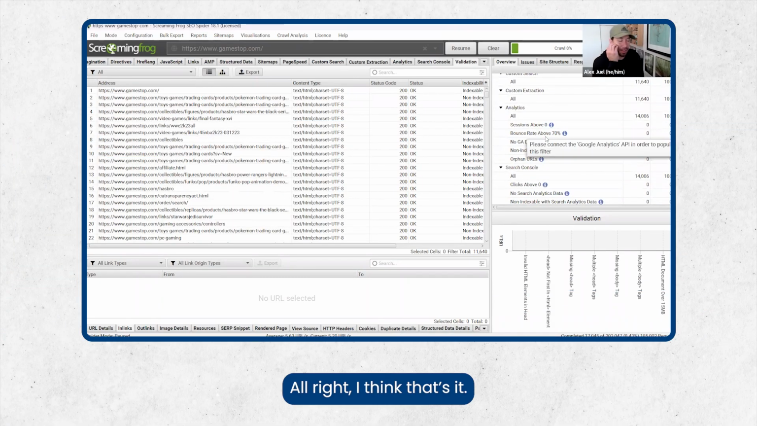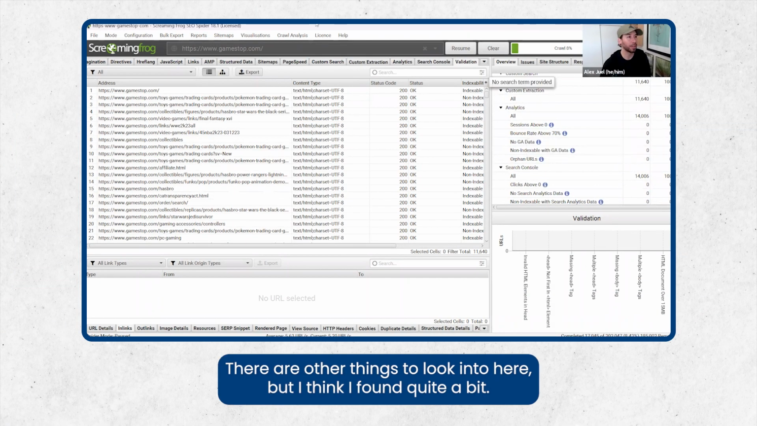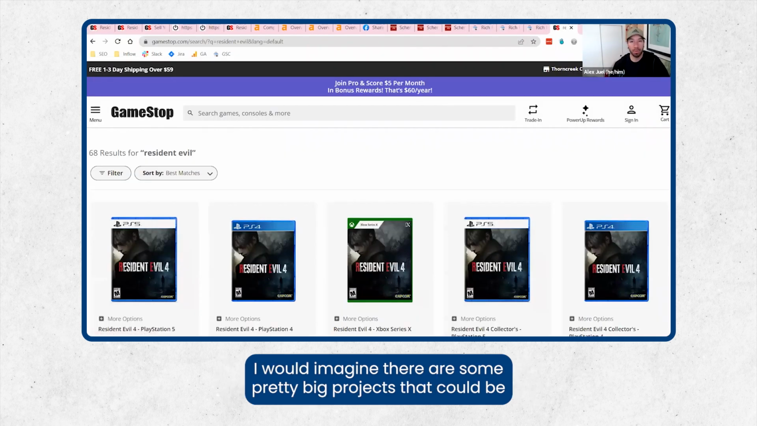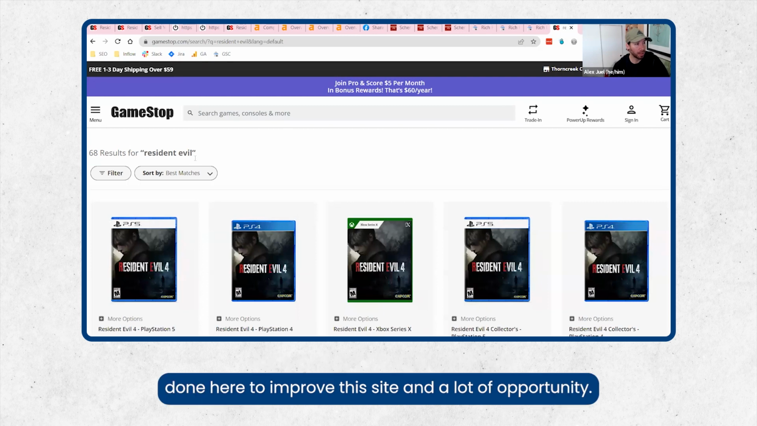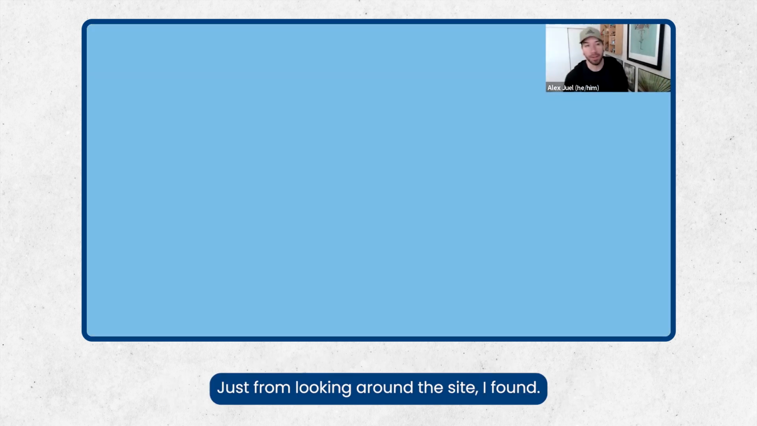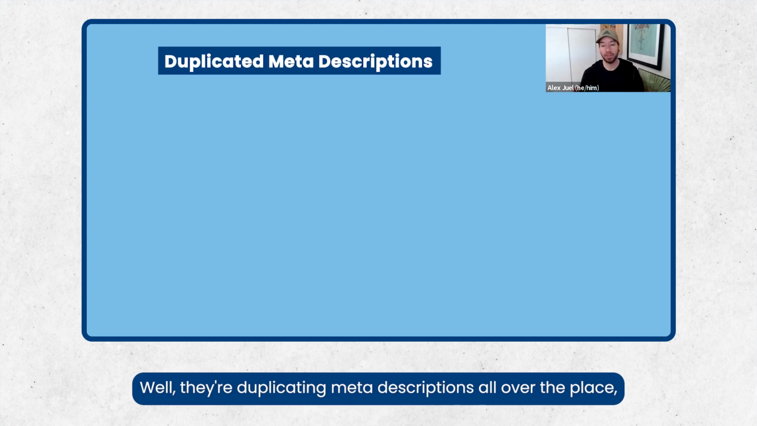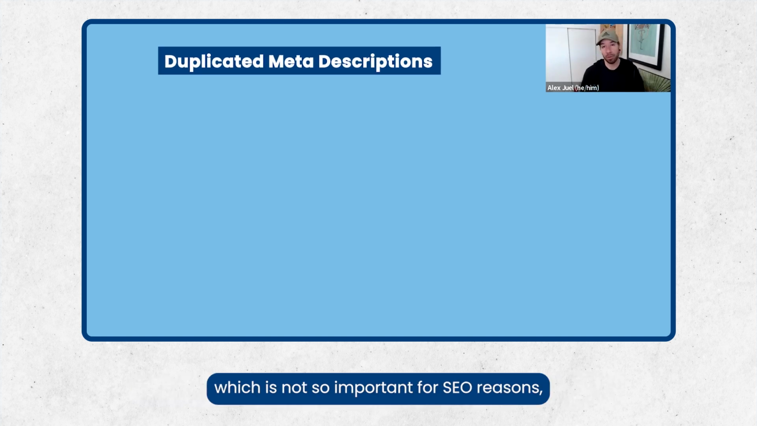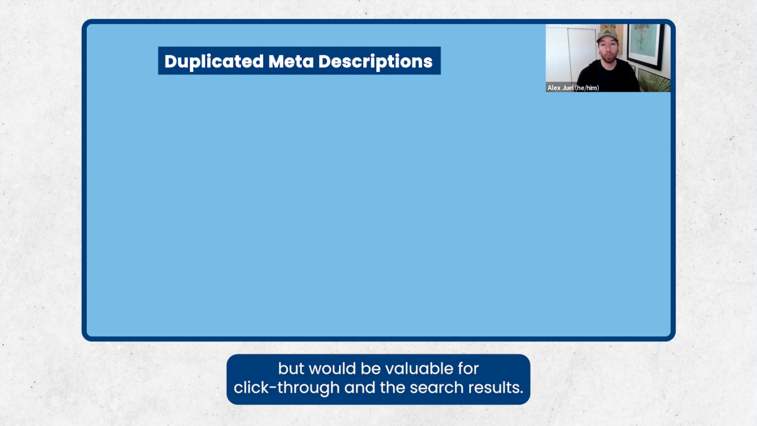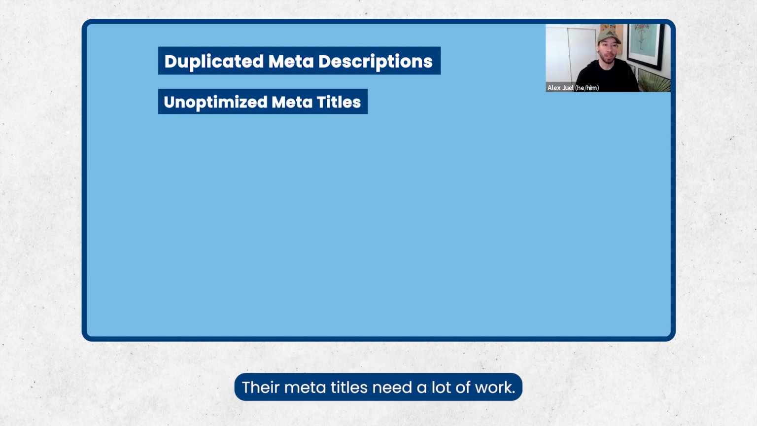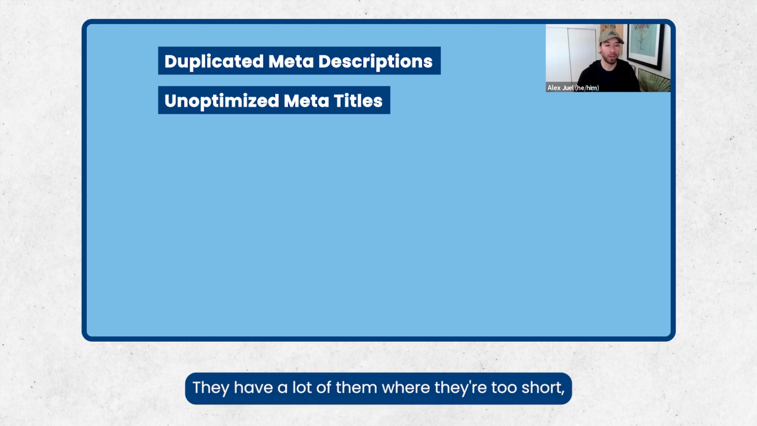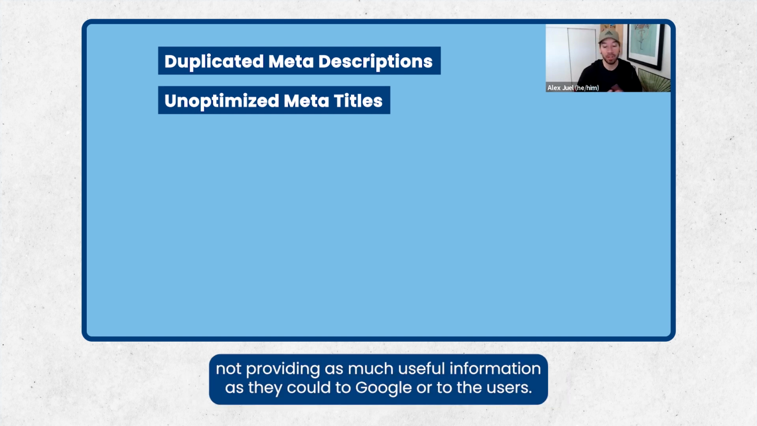All right, I think that's it. There are other things to look into here, but I think I found quite a bit. I would imagine there's some pretty big projects that could be done here to improve this site, and a lot of opportunity. Just from looking around the site, I found they're duplicating meta descriptions all over the place, which is not so important for SEO reasons, but would be valuable for click-through in the search results. Their meta titles need a lot of work. They have a lot of them where they're too short, not providing as much useful information as they could to Google or to the users.